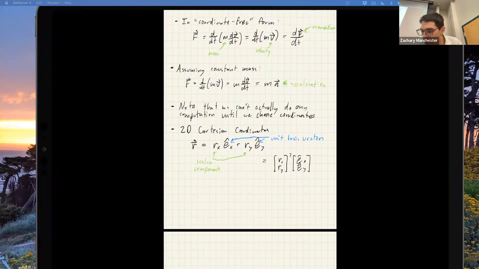Okay, so what happens now if I take this thing and differentiate it to get V, like we had up there. I can say V equals dr dt, and I can just go ahead and differentiate that coordinate frame expression. I'll get r dot e hat x plus r, then the time derivative of the basis vectors.